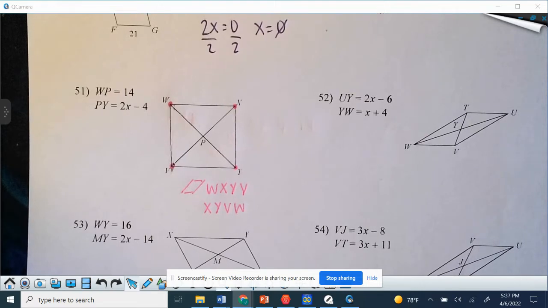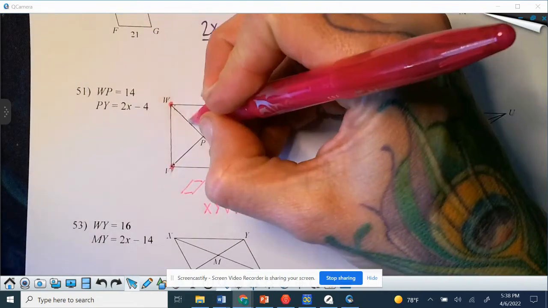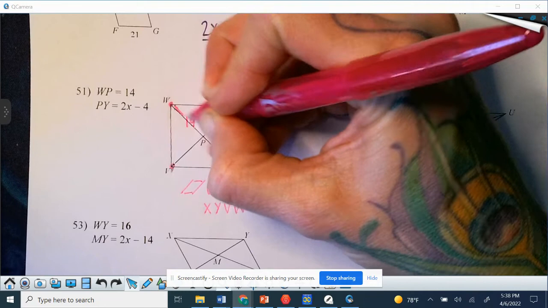You're going to think you can do this in your head and you're going to make careless errors if you try to remember all these rules. So please take the time to write this down and label these. It's worth drawing a picture, I promise, just to get it right. So WP is 14, so I would label that WP is 14.